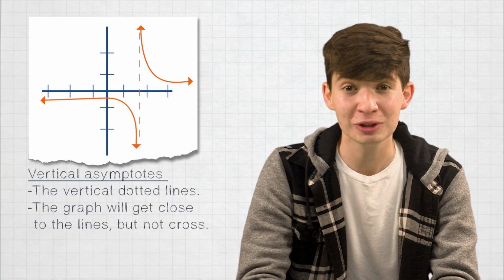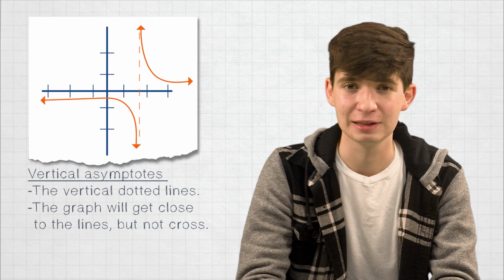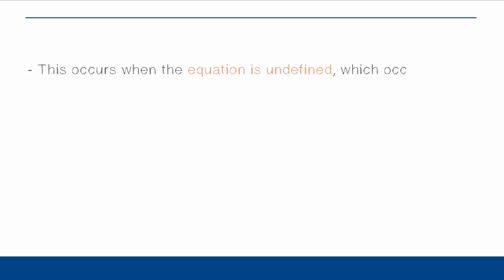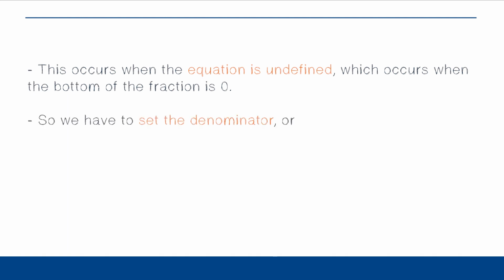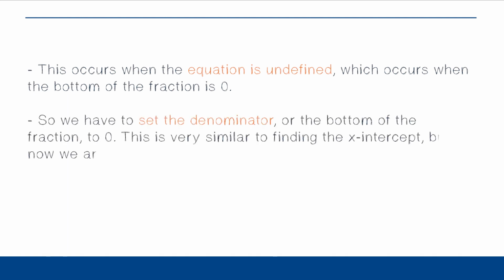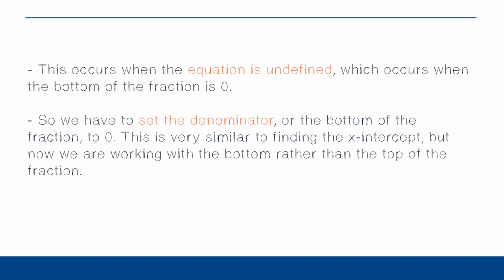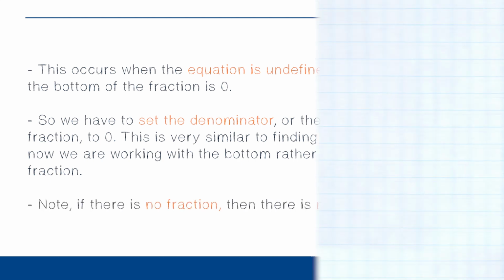The graph will get really close to these lines, but not cross it. This occurs when the equation is undefined, which occurs when the bottom of the fraction is 0. So we have to set the denominator, the bottom of the fraction, to 0. This is very similar to finding the x-intercept, but now we're working with the bottom rather than the top of the fraction. Note, if there is no fraction, there is no vertical asymptote.